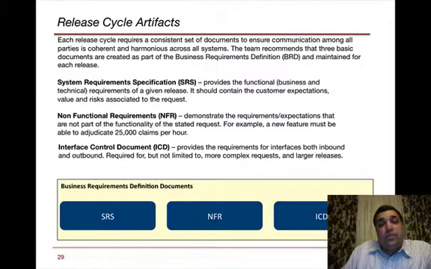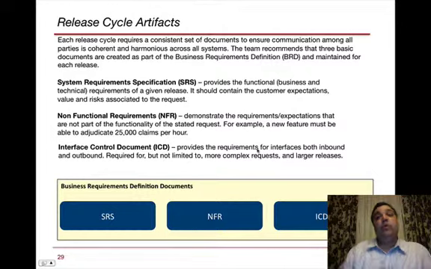That's what this slide goes through, the release cycle artifacts in a little more detail. The SRS provides functional requirements for a given release. The NFR demonstrates requirements and expectations that are not part of the functionality of the stated request, such as 25,000 claims per hour. The interface control document provides requirements for interfaces, both inbound and outbound. Again, the interfaces being, what am I going to interface to?